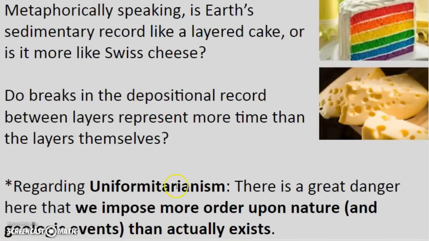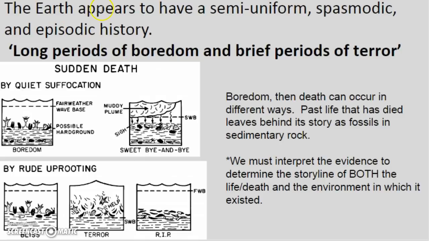So we've probably been taught the concept of uniformitarianism, but there's a great danger here. Uniformitarianism says that these slow, kind of mundane processes day to day are depositing sediment. But there's a great danger that we impose more order upon nature than actually exists. And the Earth actually appears to have more of a semi-uniform, spasmodic, and episodic history. We have these long periods of boredom, right? The uniformitarianism concept, yet these brief periods of terror, kind of this catastrophic scenario.